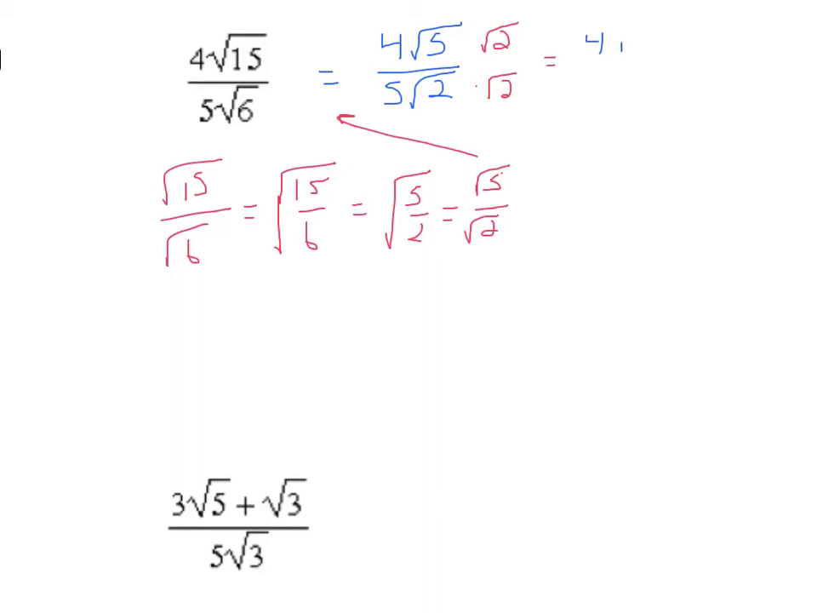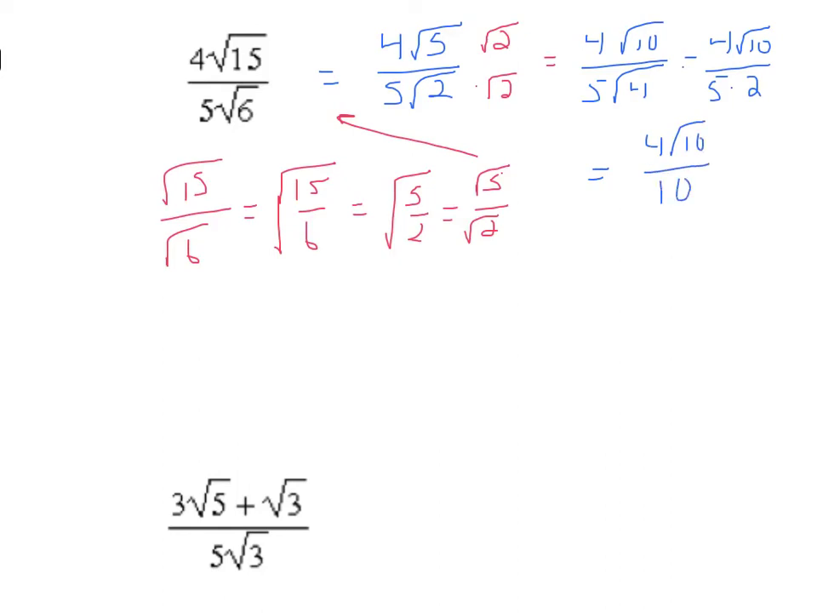4 root 10, because remember root times root. And on the bottom we have 5, then we have root times root, which gives us root 4, which we can actually calculate. So 4 root 10 over 5, and the root of 4 is 2. So this will equal 4 root 10 over 10.